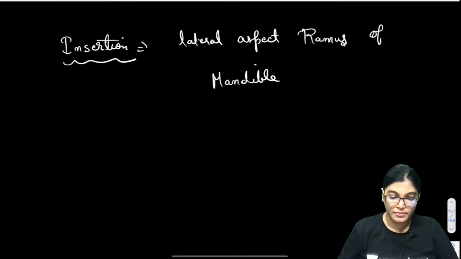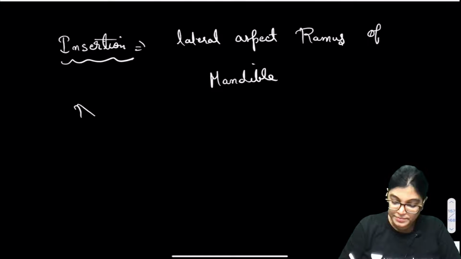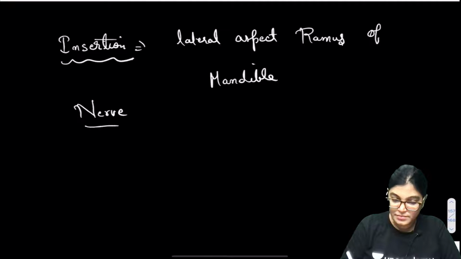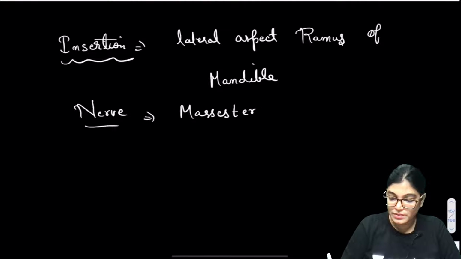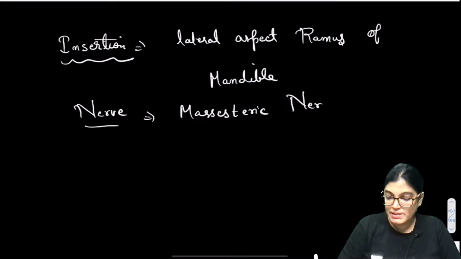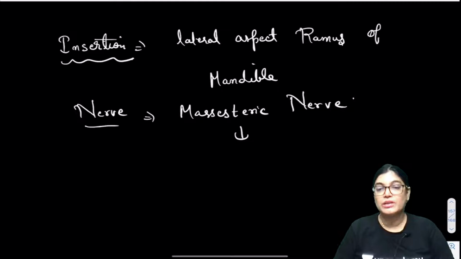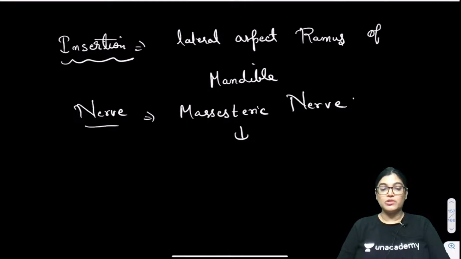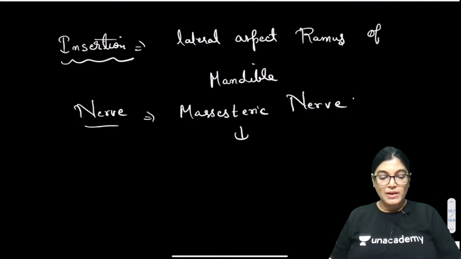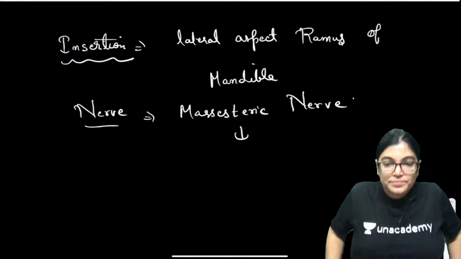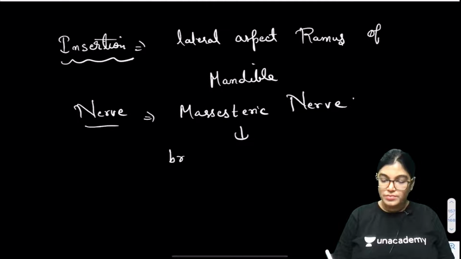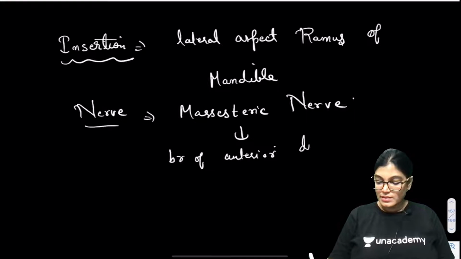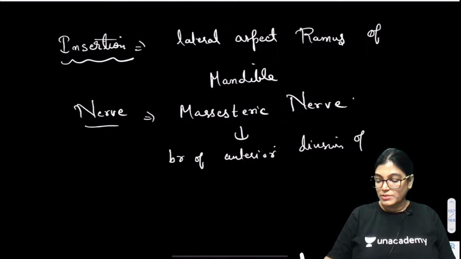Nerve supply is from the masseteric nerve, and this masseteric nerve is a branch of the anterior division of the mandibular nerve.